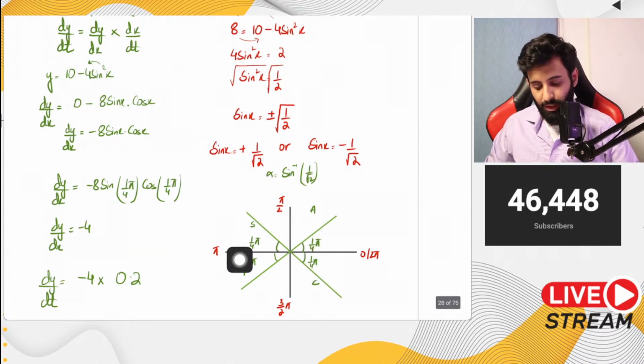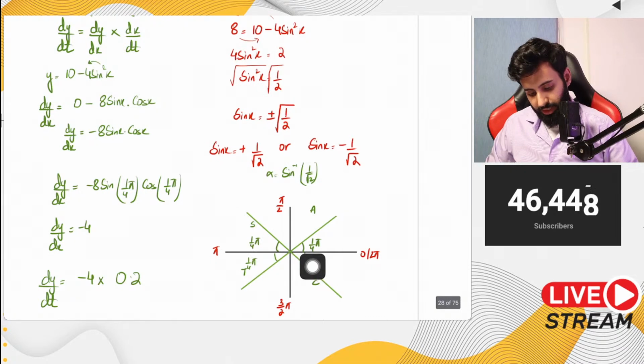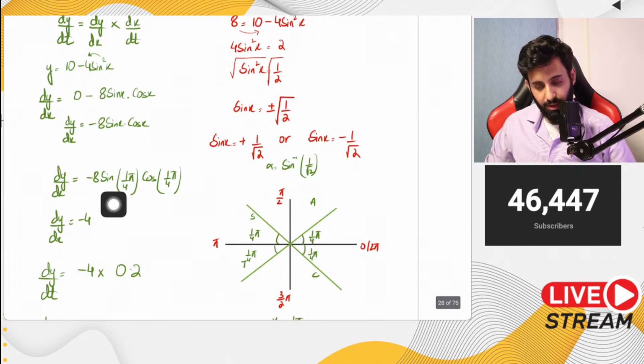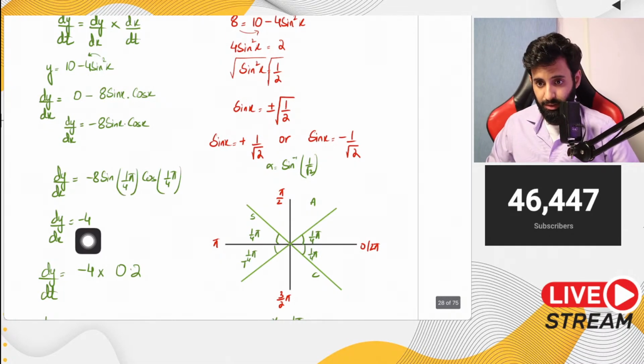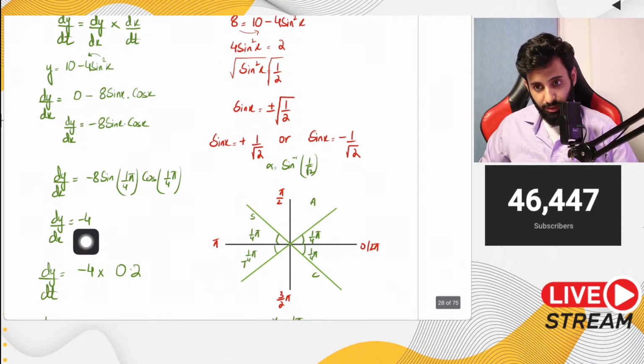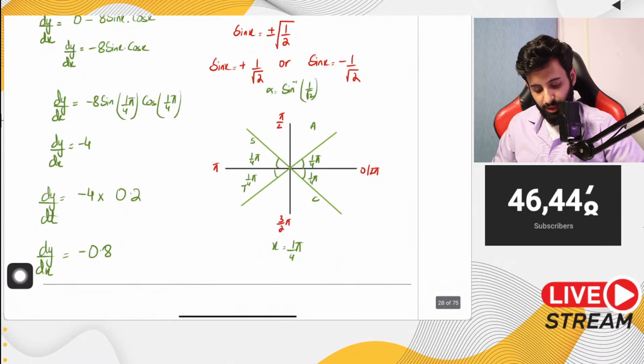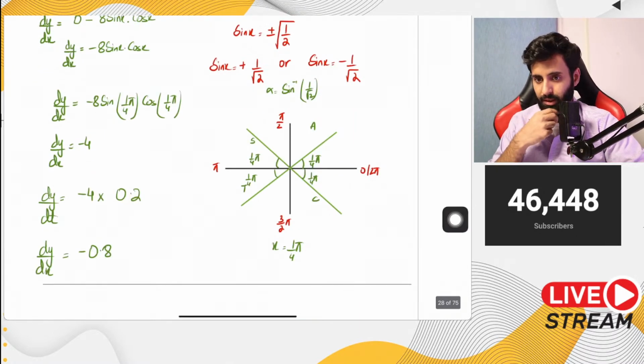Okay? Then here's 1/4 pi. This is the value of x, which now goes into dy/dx. So the value of dy/dx is equal to minus 4. And now you can find out dy/dt by replacing dy/dx with minus 4. And dx/dt is something that we already had.